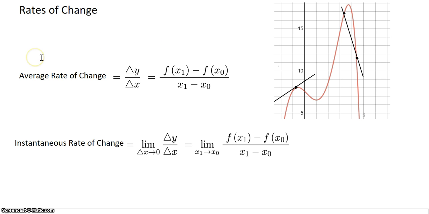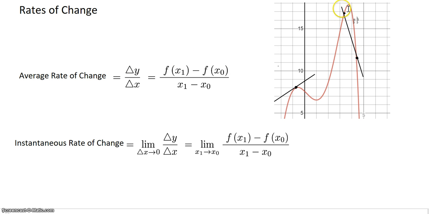Now, what we've always done in high school is talk about the average rate of change. What that is, you're taking two different points, say here and here, and you're figuring out the average rate of change between these two points. So you're taking the change in y, and the change in x, and putting them over each other to figure out the average rate of change.